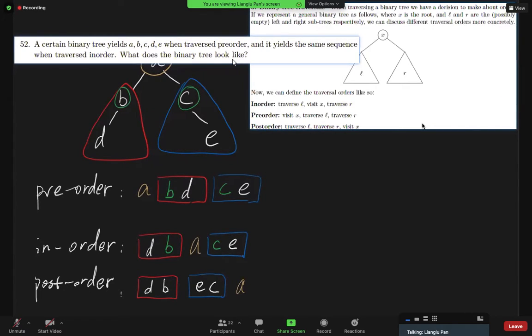I'll give maybe 1 minute for everyone to try to construct this tree. So we have 5 nodes, A, B, C, D, E, and the order of nodes being visited would be A, B, C, D, E for both pre-order and in-order. And we wish to construct the original tree.